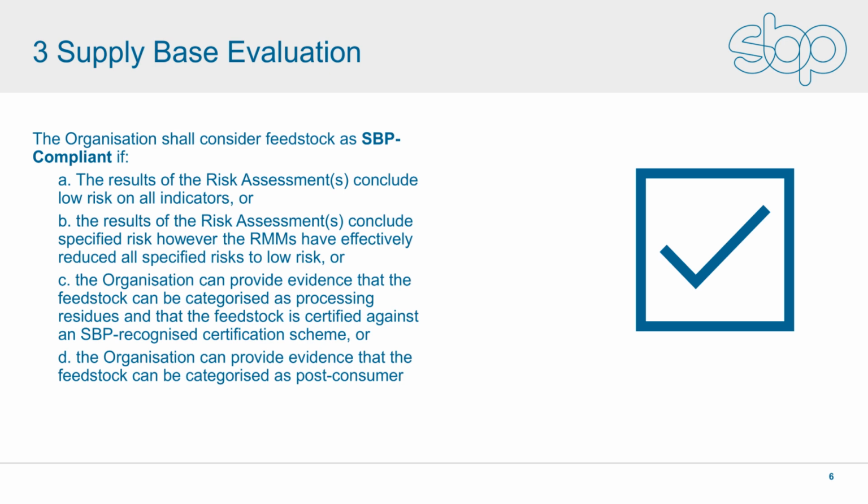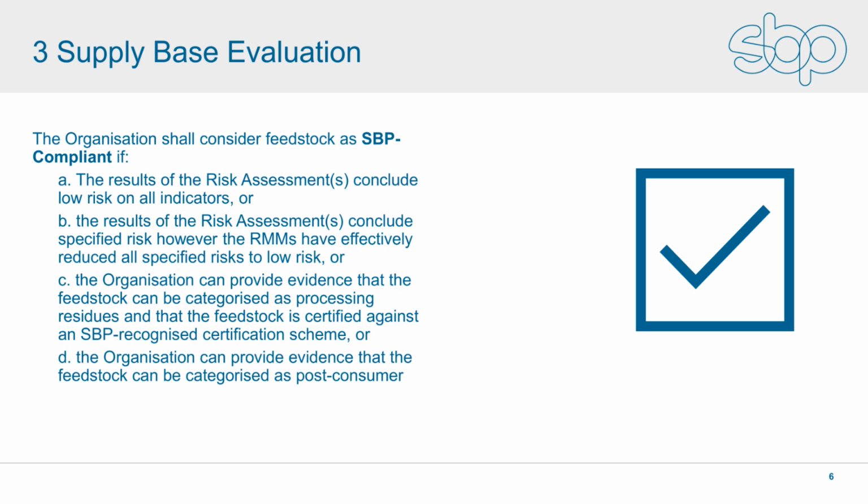Let us open with the end state, the destination first, so the rest of the module makes more sense as we go through it. The supply base evaluation is the mechanism the organization uses to decide whether feedstock can be treated as SBP compliant. There are 4 routes to compliance, options A through D, and feedstock qualifies if any one of them applies. Option A.